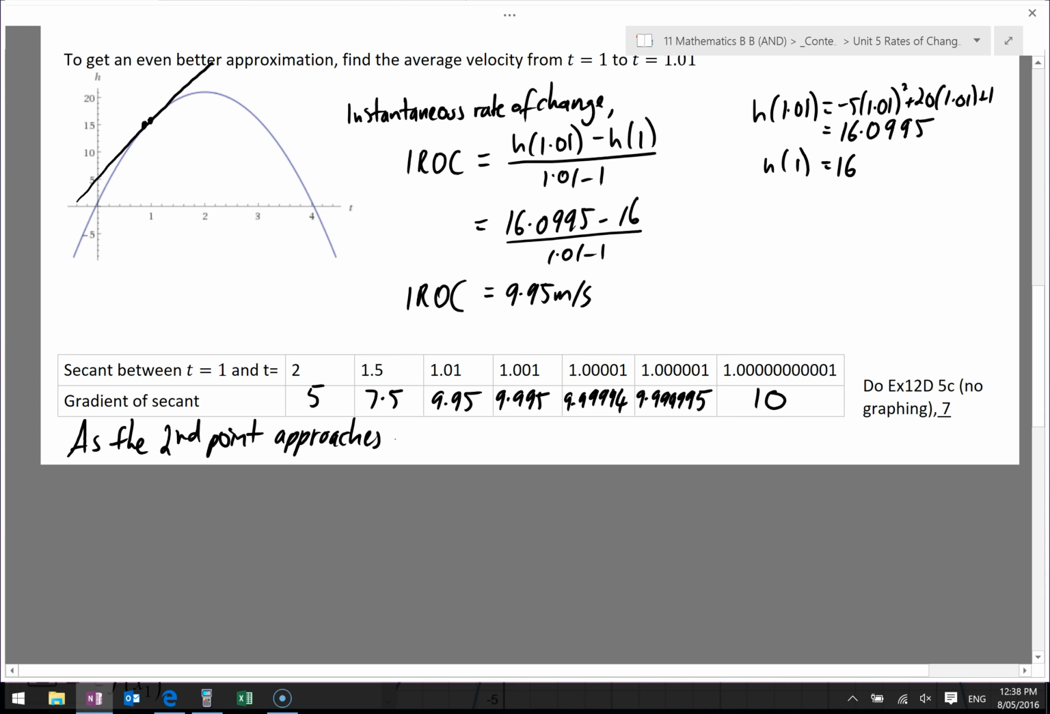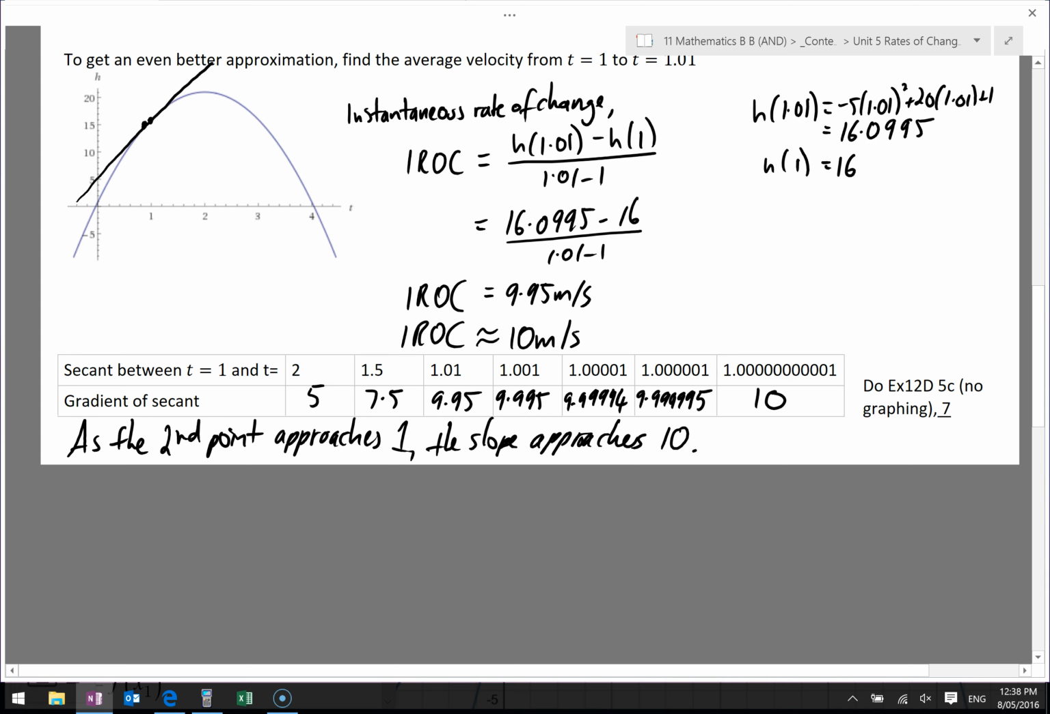approaches 1, the slope approaches 10. So when we do these instantaneous rates of change problems, I can notice that this is pretty much 10. So I'd say it's approximately 10 meters per second.